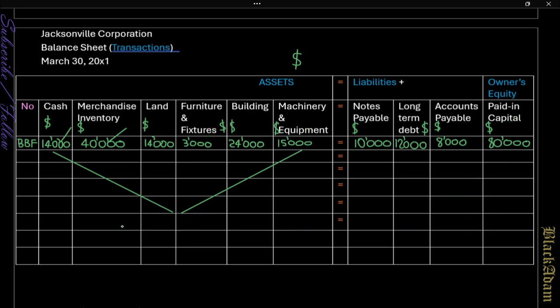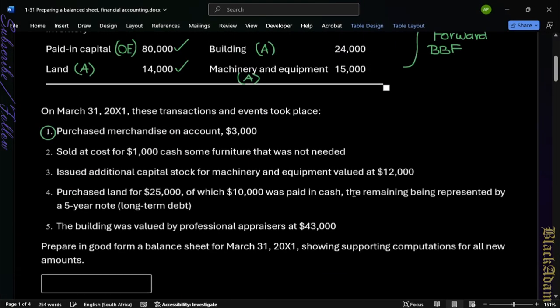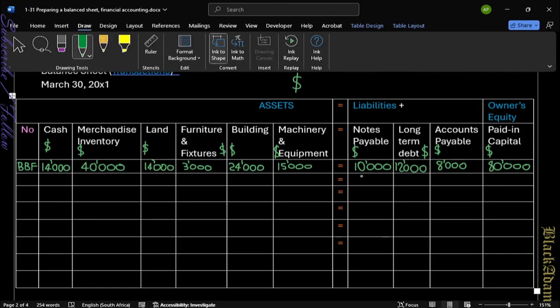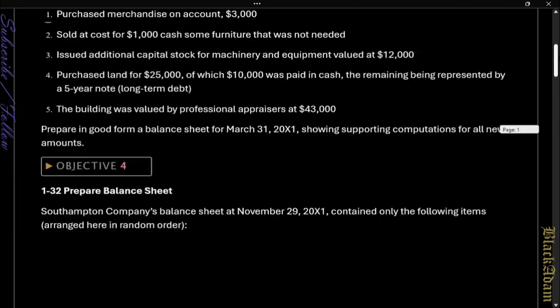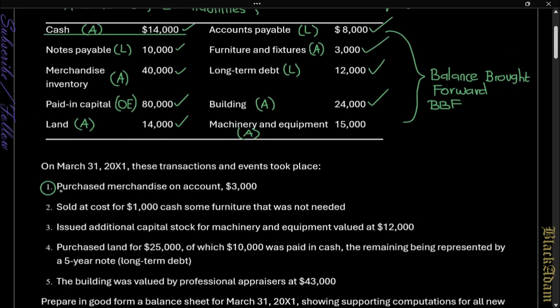So proceeding with the transactions, we have our first transaction there. Let us concentrate on our first transaction, which is transaction number 1. Transaction number 1 is 14,000 cash. So we have cash there, which is okay.